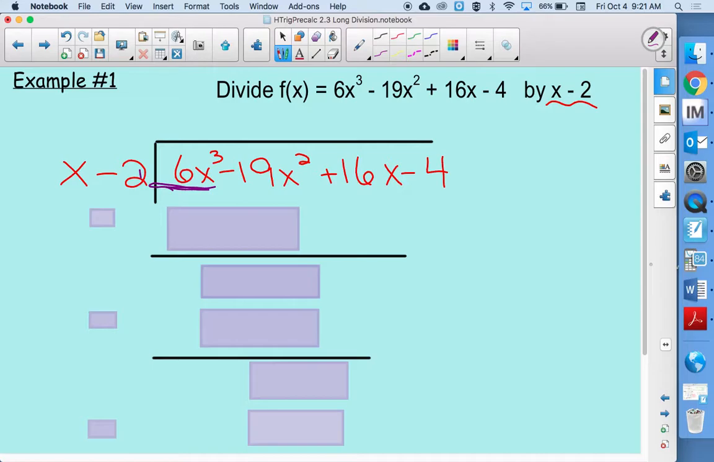You're close, I agree with the x squared. Oh, I need to move my hand. Yeah, so 6x squared.